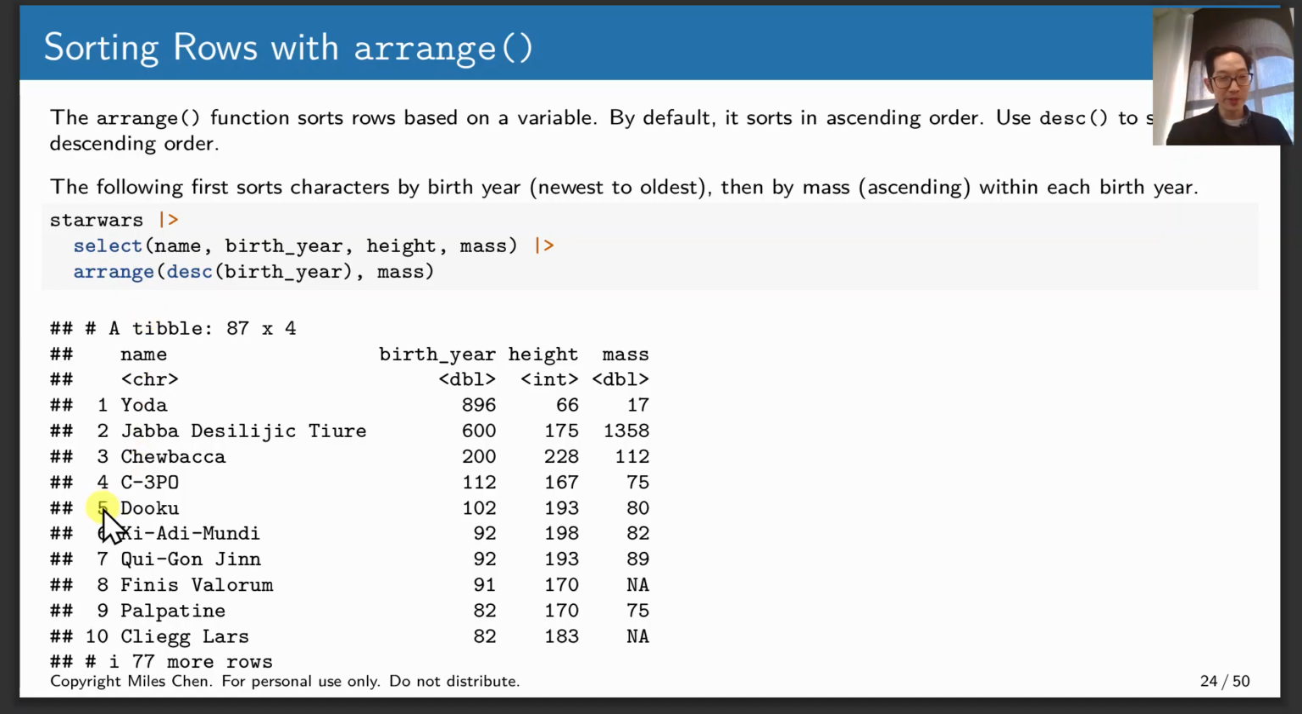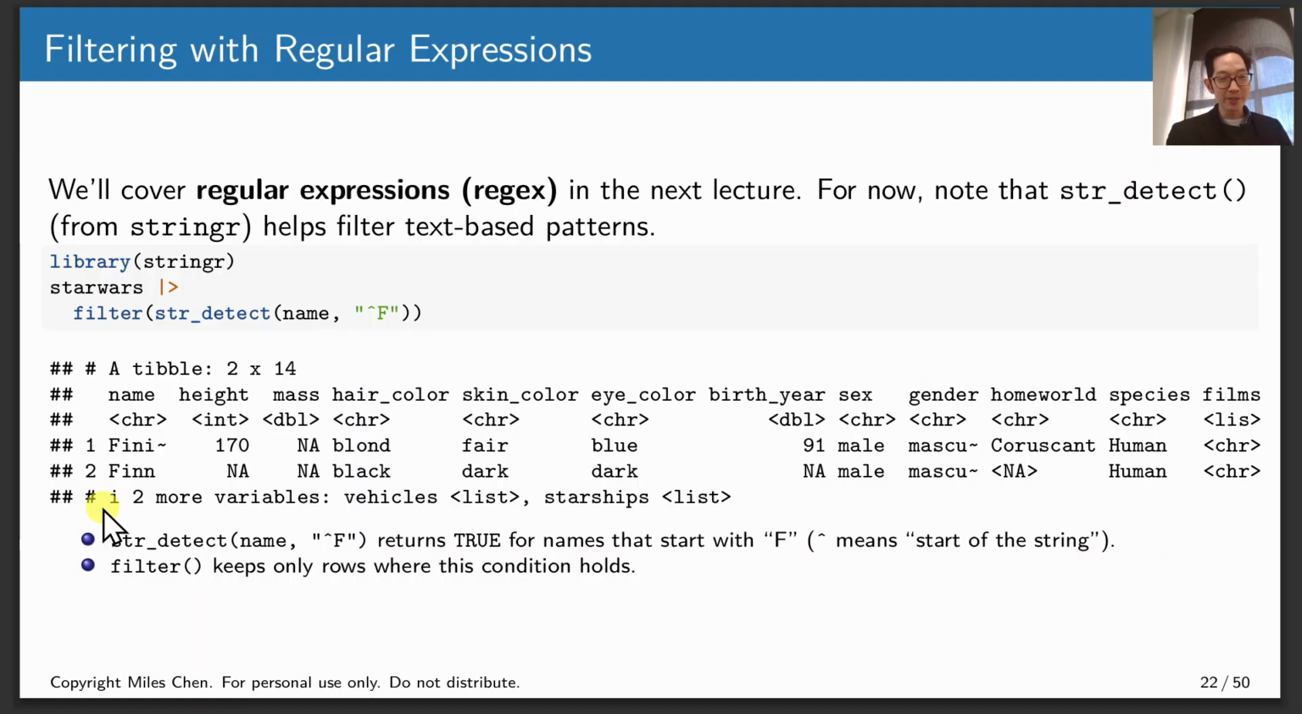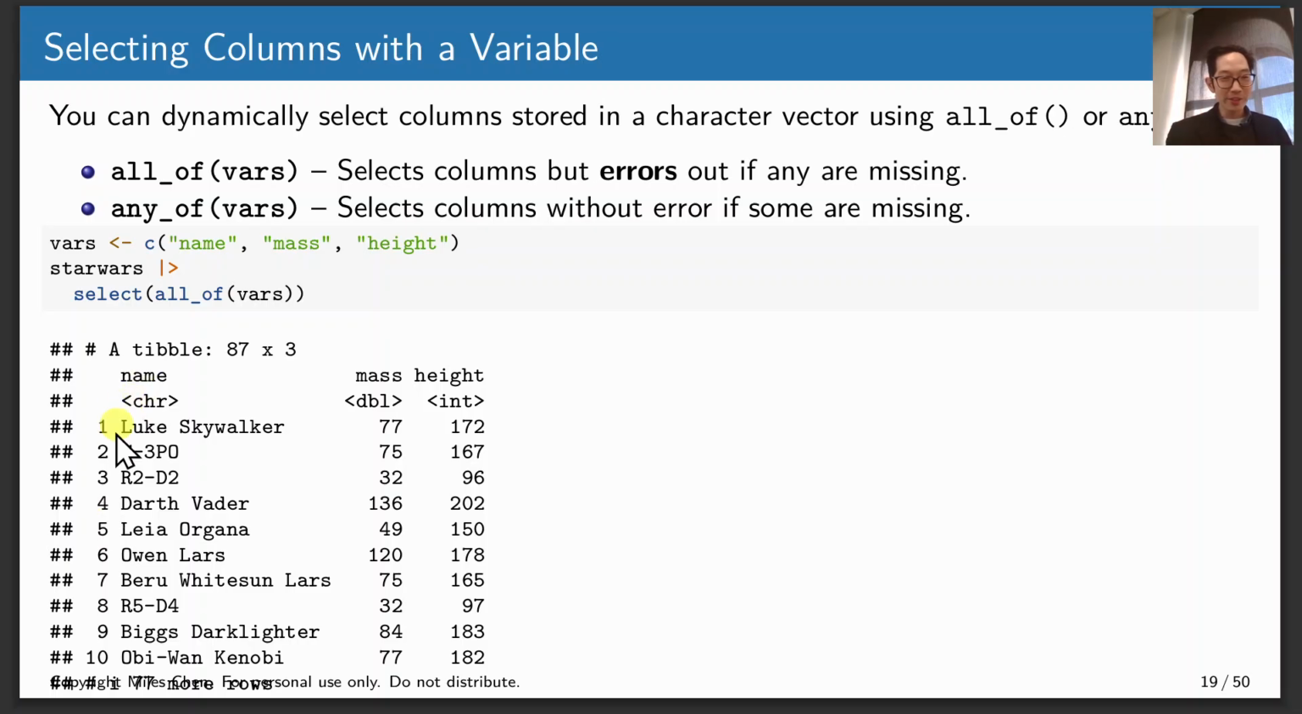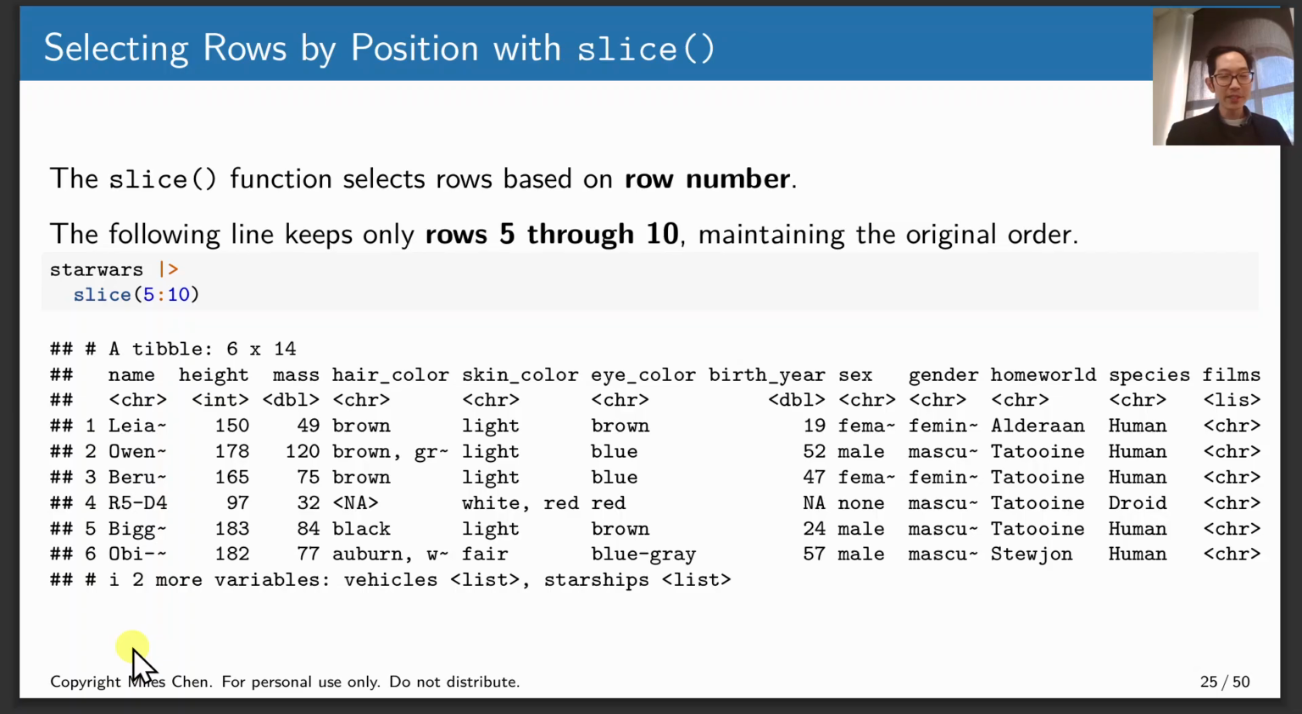So 5 was, oh no, that's in the original. In the original data, do I have it? Okay, so this is the original data. We're going from Leia Organa down to Obi-Wan Kenobi, all right? And so with slice, we get from Leia down to Obi-Wan, okay? And this is what we get.